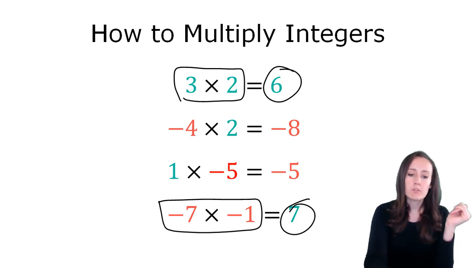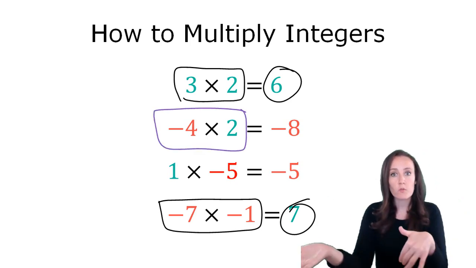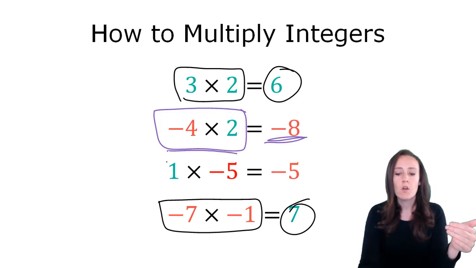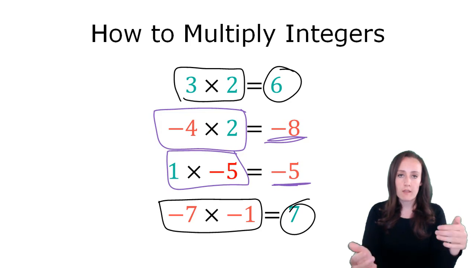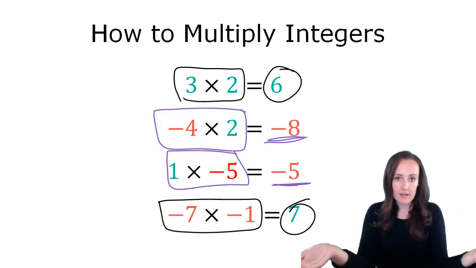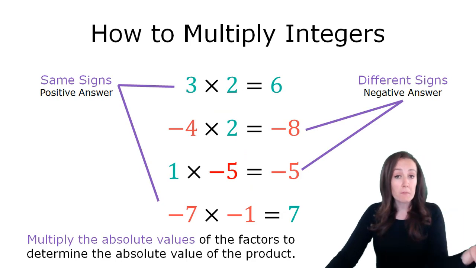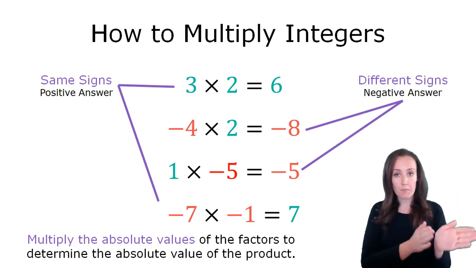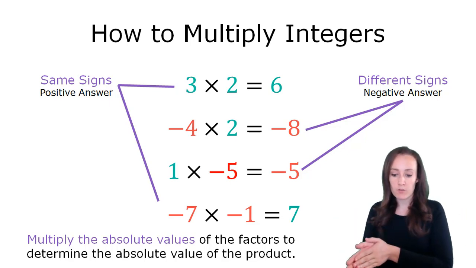And then the other 2 situations, like if you have -4 times 2, that means you're adding in negatives, which gives you a negative answer. Or in this case, if you take out positives, your answer is going to be negative because there's negatives left over. And so the general rule for how to multiply integers is that if they have the same signs, you're going to have a positive answer. If you have different signs, there's going to be a negative answer.